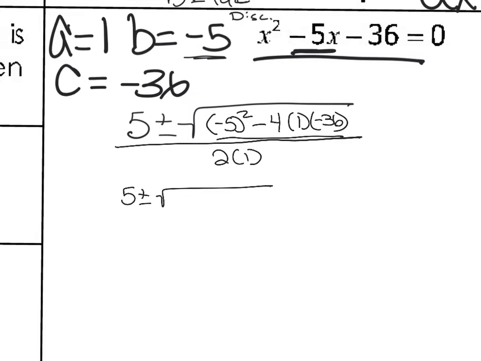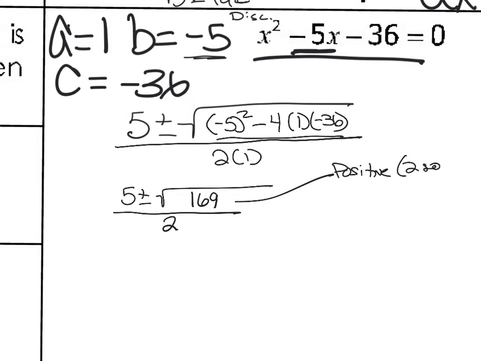So we've got -5 squared, which is 25, minus 4 times 1 times -36, which is 169, and all of that divided by 2. Now, 169 is positive, right? So remember, when the discriminant is positive, you're going to have 2 solutions. All right, so that comes in handy. We're going to have to split.